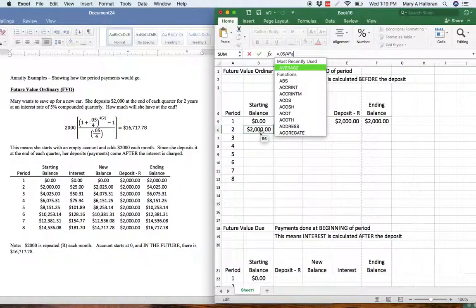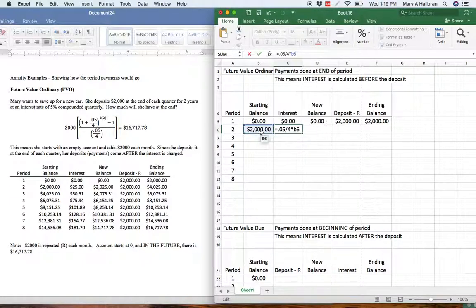There we go. I'm multiplying the interest rate, 0.05 divided by 4. I got $2,000 in my account. So this $2,000 is going to make 25 bucks worth of interest. So my new balance is 2,000 plus 25. I've got 2,025 in my account now.